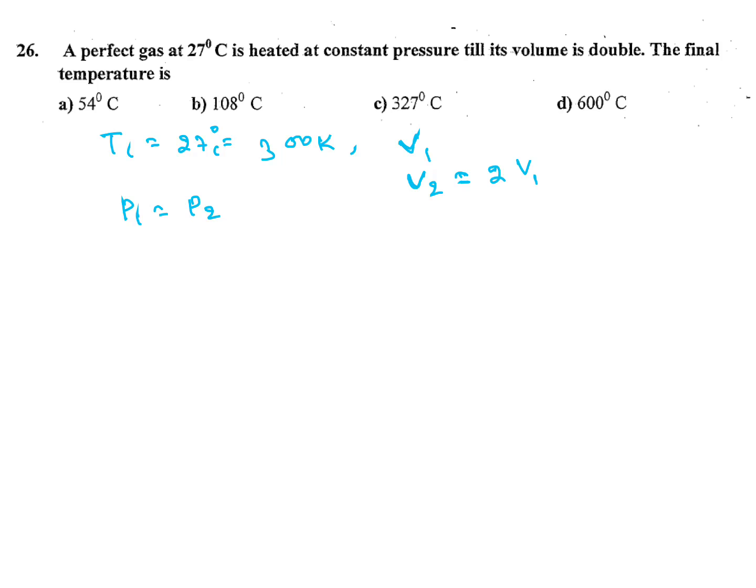We will use the combined gas equation: P1 V1 by T1 equal to P2 V2 by T2. Pressure is constant, so it cancels.